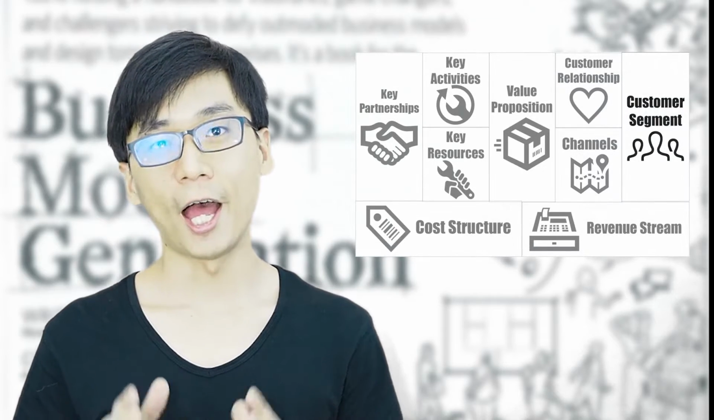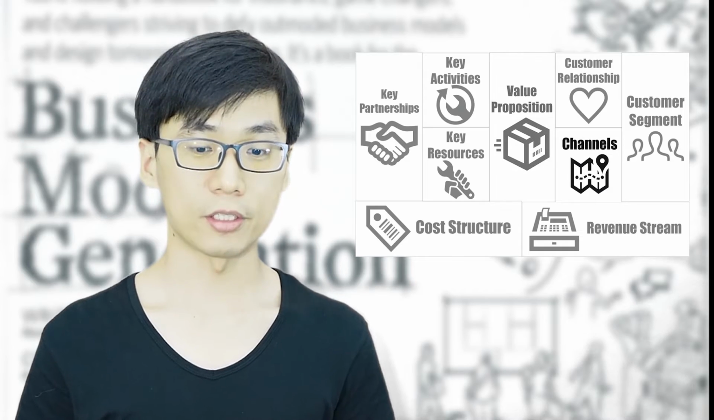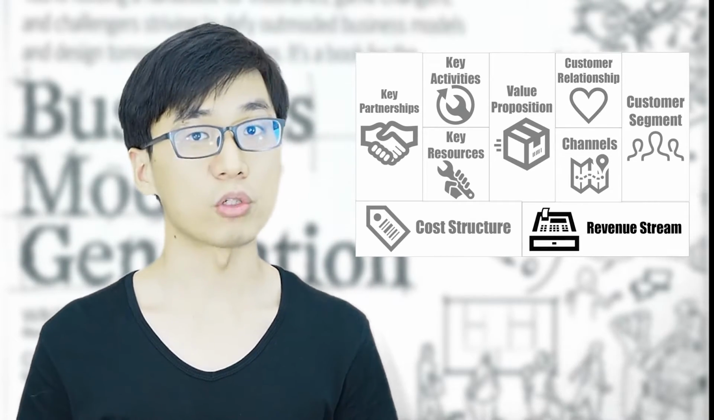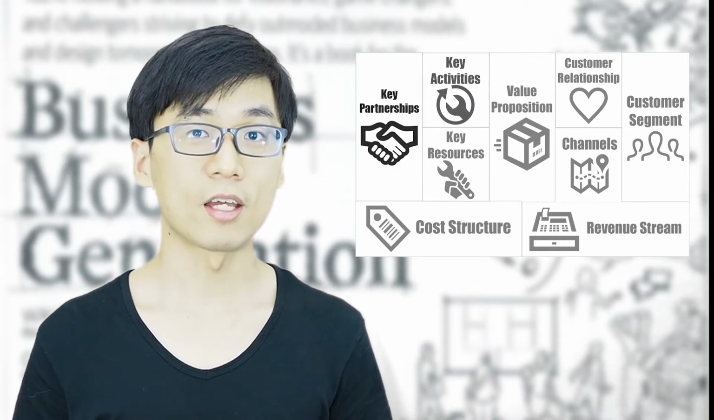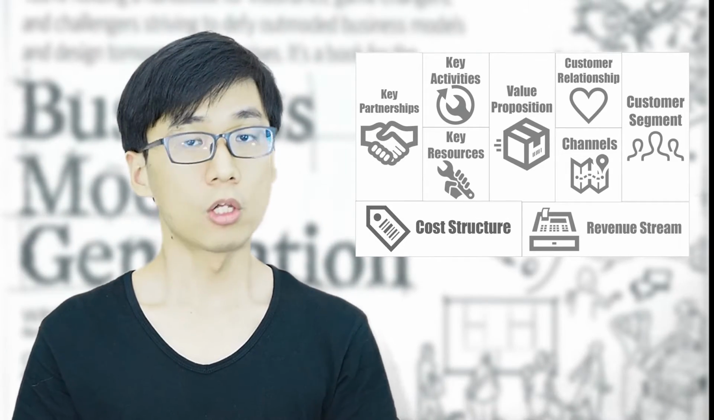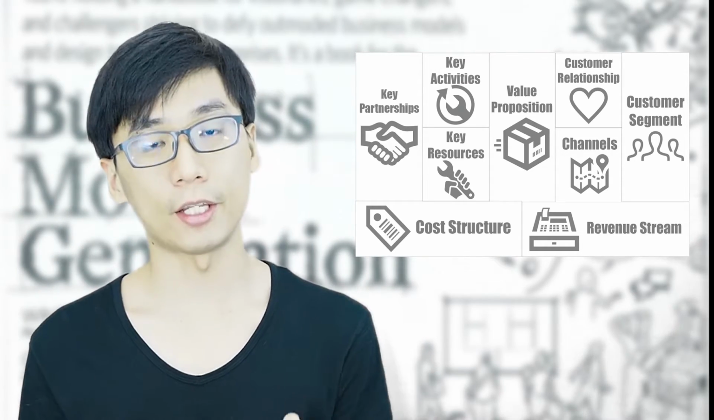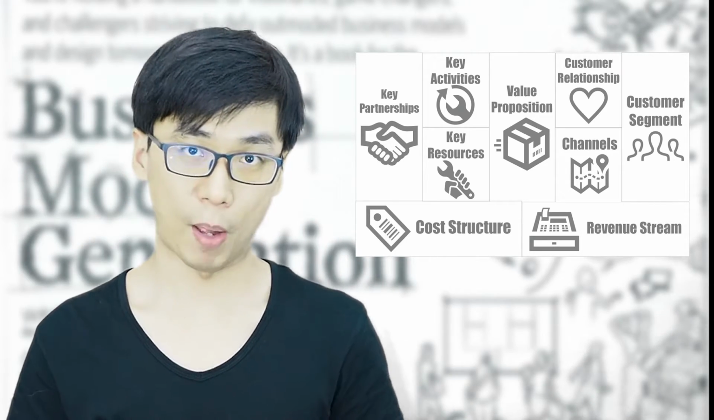Now, without further ado, I will quickly run through the parts of the business model. First is customer segment. Second is value proposition. Third is channels. Fourth is customer relationship. Fifth is revenue streams. Sixth is key resources. Seventh is key activities. Eighth is key partnerships. And the ninth is cost structure. So I will briefly go through each of these and see what they mean. And after that, if you're interested, continue watching and I will explain in detail what each of them are.